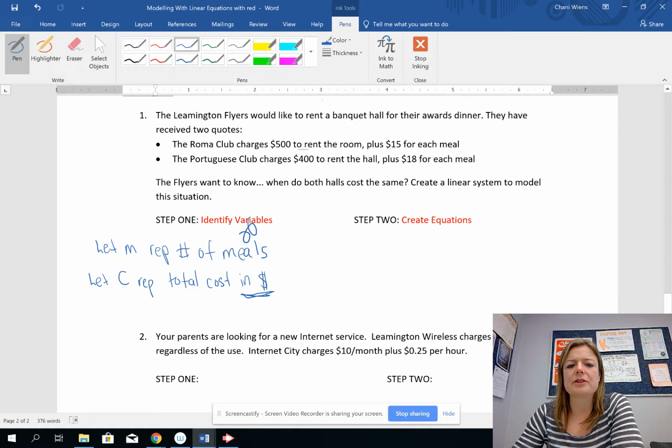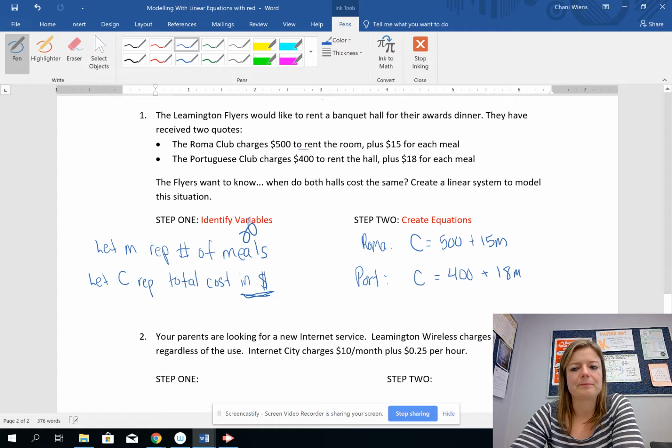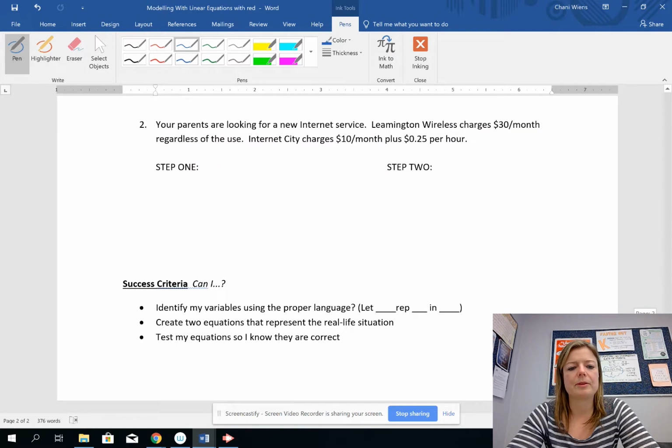So then our 2 equations: the Roma Club would have its cost as C equals 500 plus 15M. And then the Portuguese Club would have C equals 400 plus 18M. So now we have 2 equations with 2 variables. We would be able to solve that, and we will learn how next week. Let's do one more example.